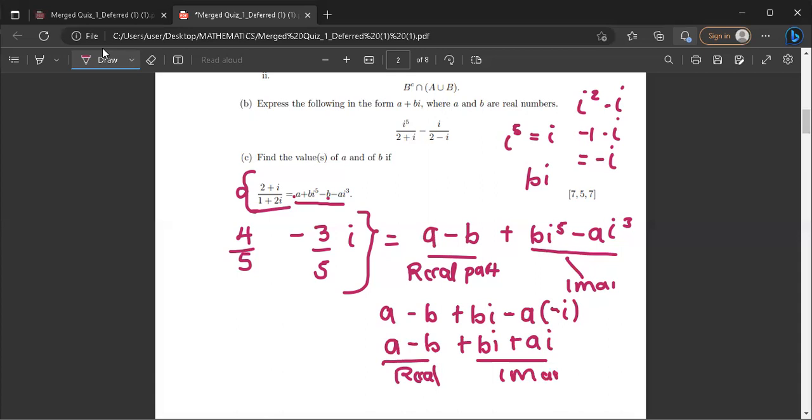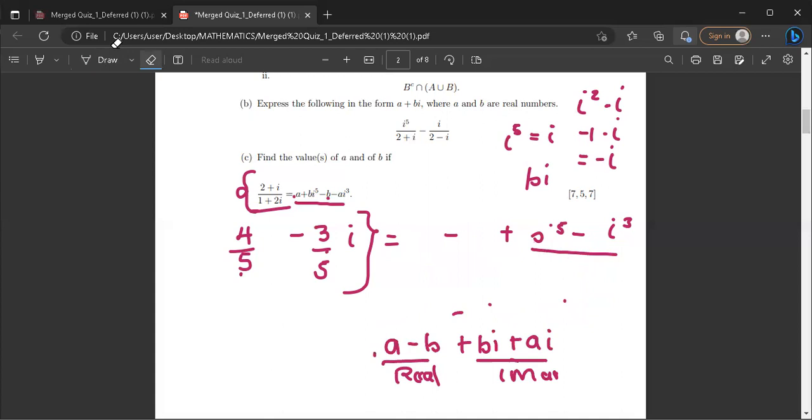Now all that you need to do is equate this real part to this, and equate this also to this. So what you're going to have at the end is this. Let me just erase this, then I can leave you with a general form. Then you can solve simultaneously.